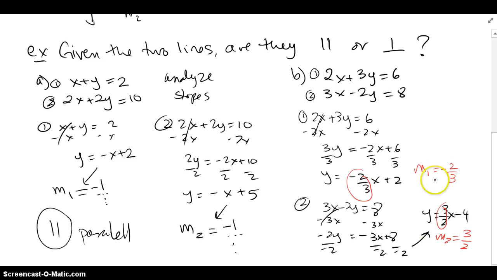So notice what happened. -2/3 got flipped and turned into 3/2, and the negative went away and became a positive. So if I look at these two and multiply them, -2/3 times 3/2, I do get -1. So these lines must be perpendicular. Again, the two slopes are exactly opposite signs and exactly reciprocals of each other, and I can check that by multiplying them. They always equal -1, so these two lines are perpendicular.